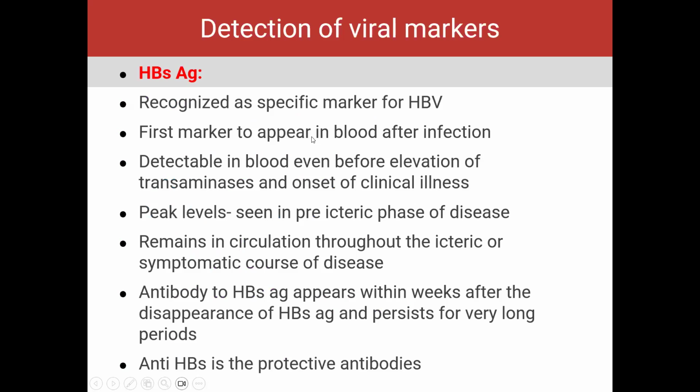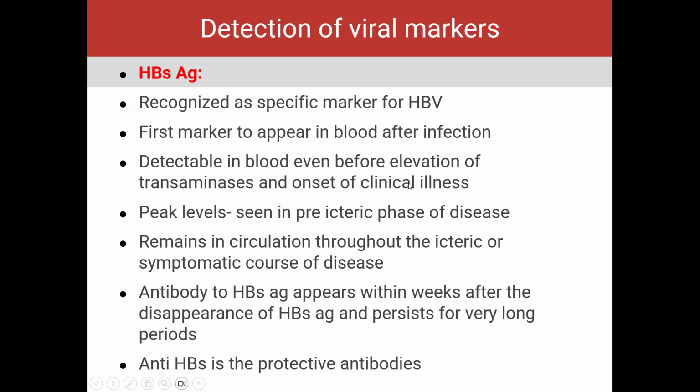If you see the first one, detection of viral markers, the first is HBsAg. This HBsAg is recognized as the specific marker for hepatitis B viral infection. As I told you, this is the first marker. It is present in the blood of the infected person after the infection. This antigen can be detectable in the patient's blood even before the elevation of transaminase enzyme, which comes under the biochemical parts.